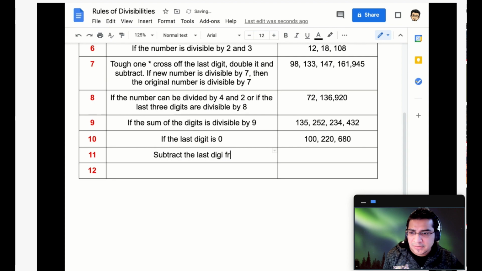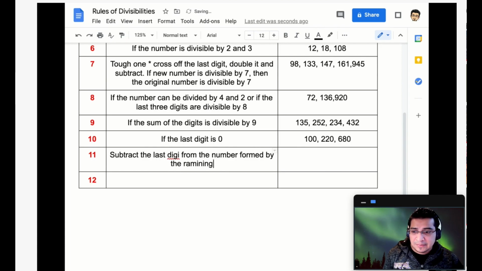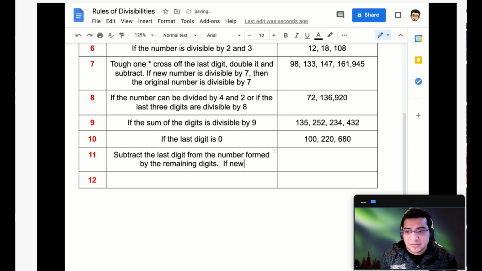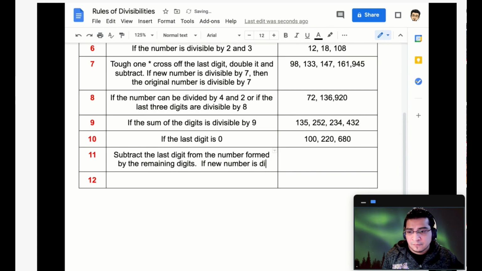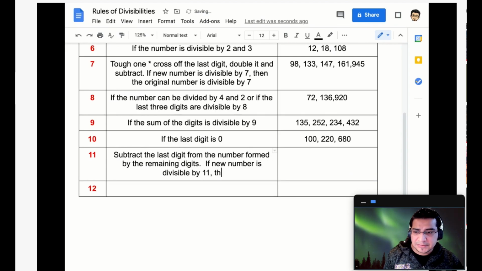Number 11. So 11 is a really good one, you guys, and this is one of my favorite ones on how to know if a number is divisible by 11. So let me give you some hints on how to know if a number is divisible by 11. This is how you do it, okay? Subtract the last digit from the number formed by the remaining digits. If that result is divisible by 11, then the whole number is divisible by 11.